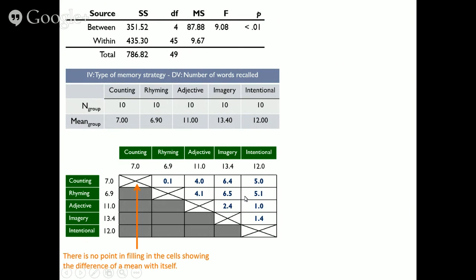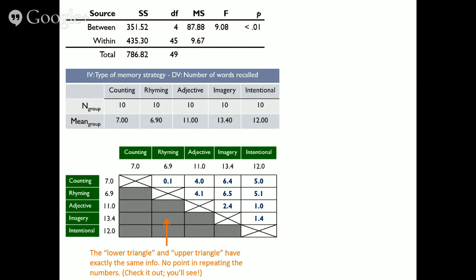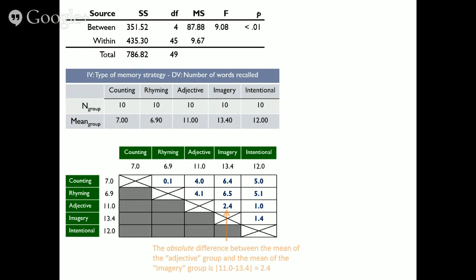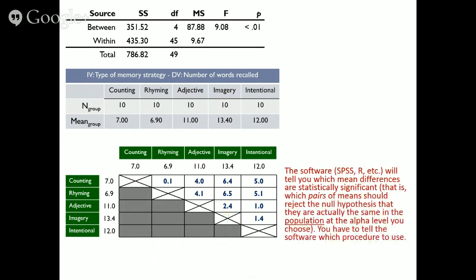And we don't use the diagonals, because it's a mean with itself, which will always be 0, and that's silly. And there's redundancy. The lower triangle and the upper triangle will have the same values, sort of a mirror image of each other. So we just use one triangle. Doesn't matter which one. So the software is going to tell you which mean differences are statistically significant. It might or might not give you a nice matrix like this, but I think the matrix is still nice to help you focus on what's going on.